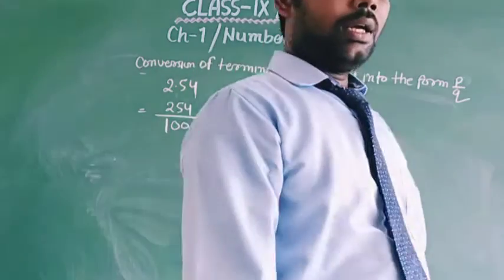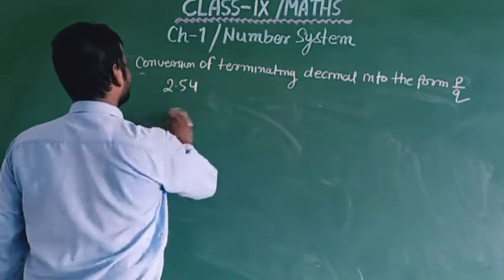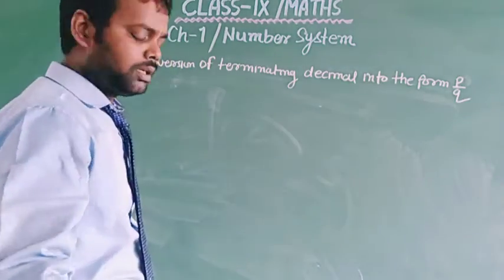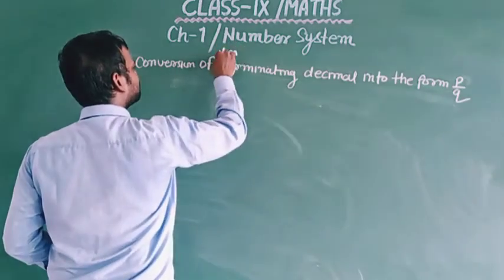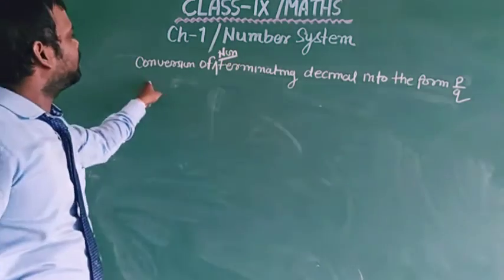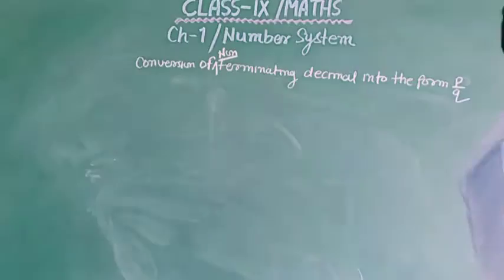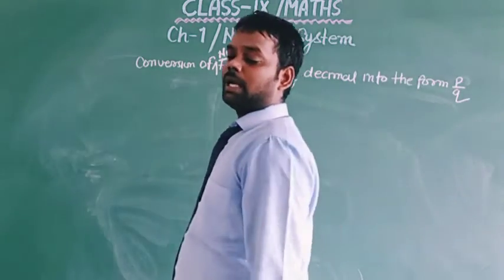And next, conversion of non-terminating decimal. The next topic is conversion of non-terminating decimal into the form of p by q. So how do we convert a non-terminating decimal into p by q? This can be explained by an example.